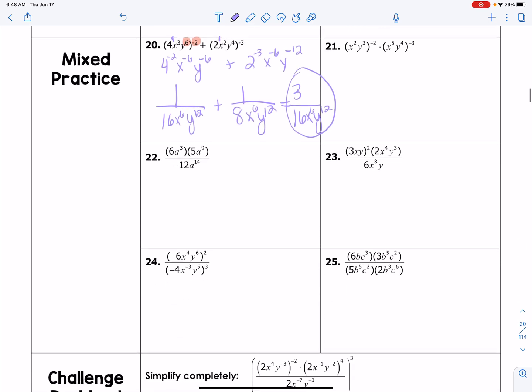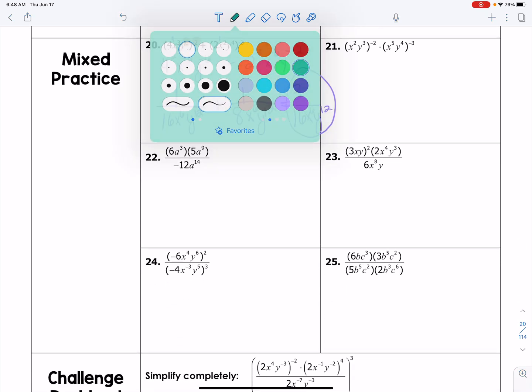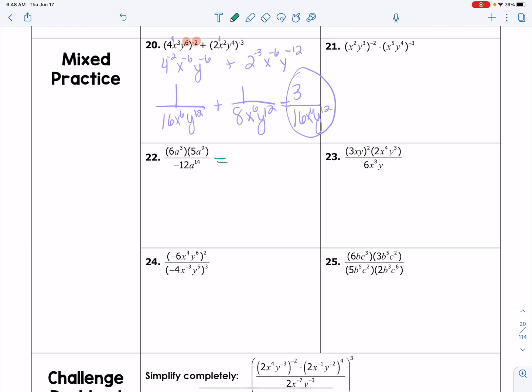Okay, let's take a look at 22. So first you're going to multiply the top. You get 30a to the 12th divided by -12, a to the 14th. Well, 6 goes into 30 five times, and 6 goes into 12 twice, and you would have a squared on the bottom because that's where the bigger one is at.